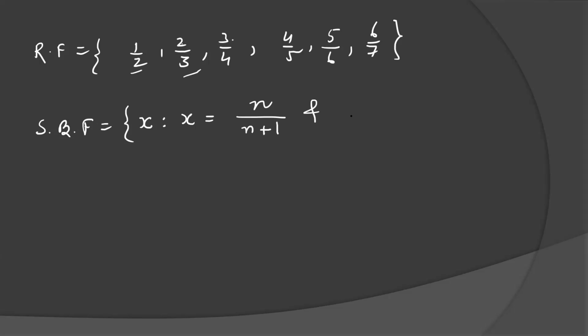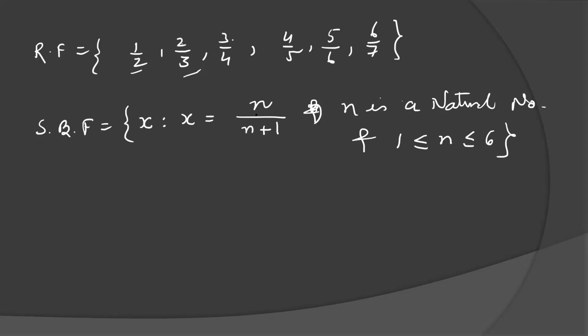Now, what will be the condition on n here? n is a natural number, and the condition on n is that n will lie between 1 to 6. If you put n equal to 1, you will get the first fraction 1 by 2. If you put n equal to 2, then 2 by 3. If you put n equal to 6, it will give you 6 by 7.